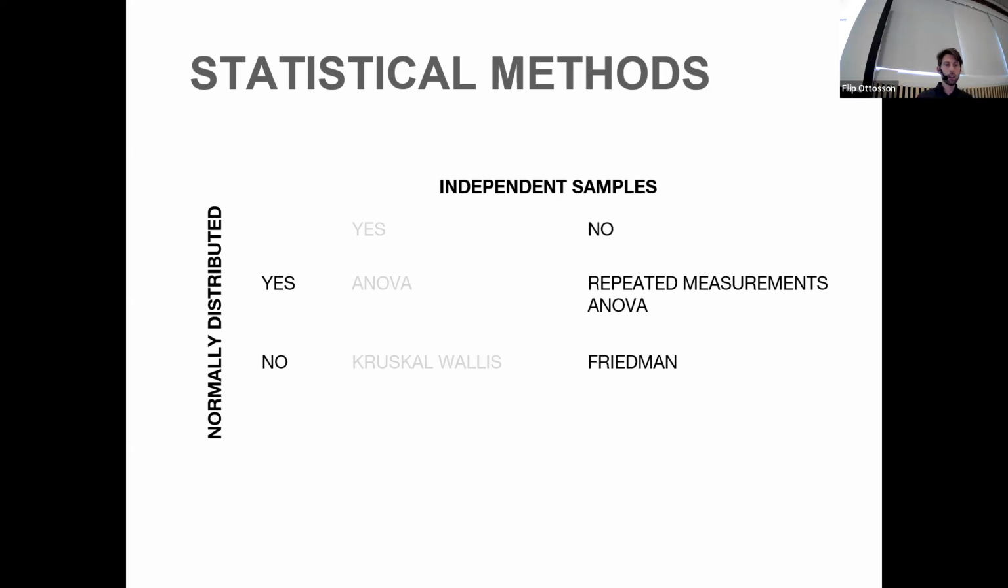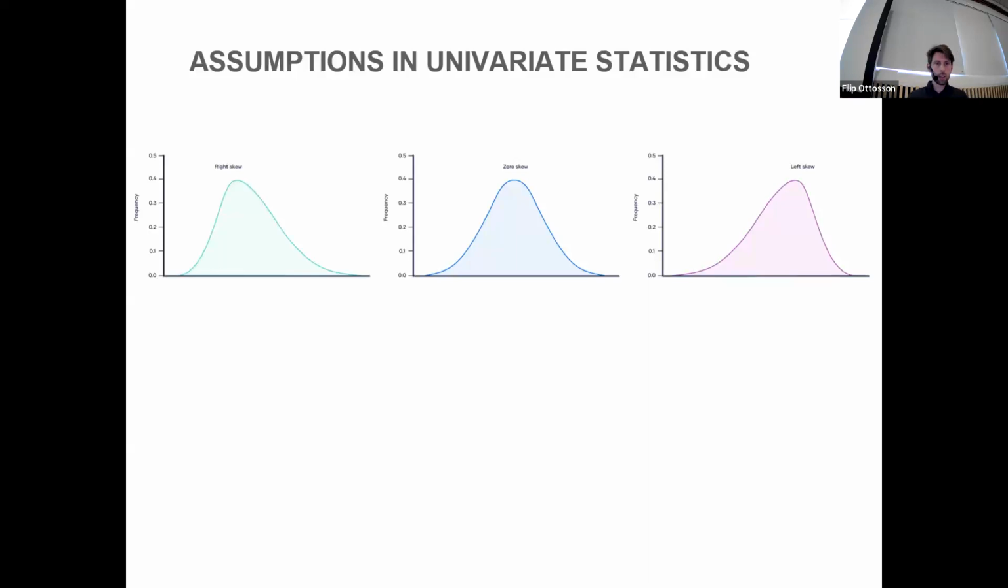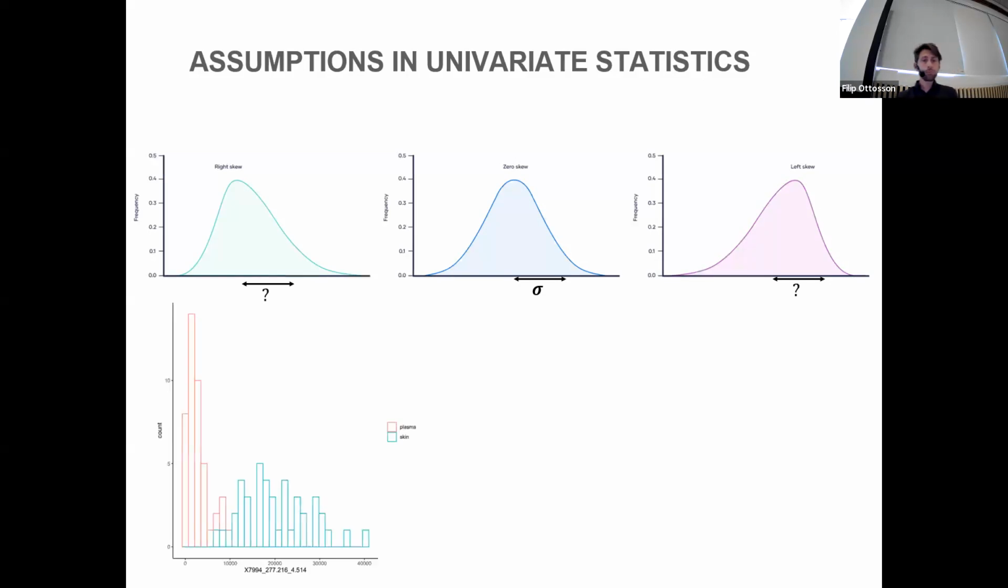Let's look at normality. Normality means that your data will follow this very nice bell curve. That means that you can calculate a mean and a standard deviation. However, when you have skewed data like this, this doesn't really apply. If we look at our data as it is now, and I just took one example here, so this is not representative for all of it, it doesn't look super normal to me, at least not the plasma. It doesn't seem to follow a perfect bell curve.